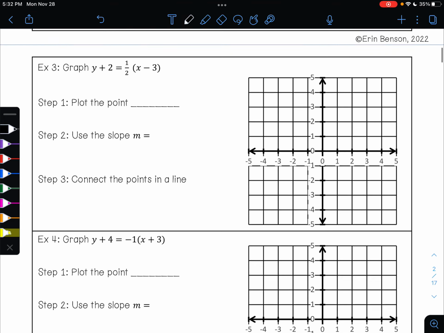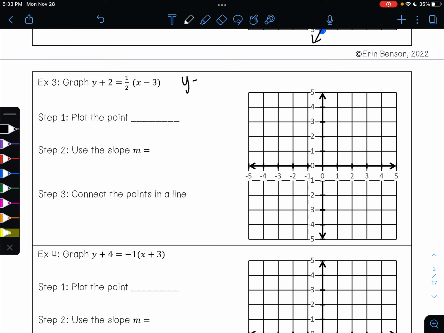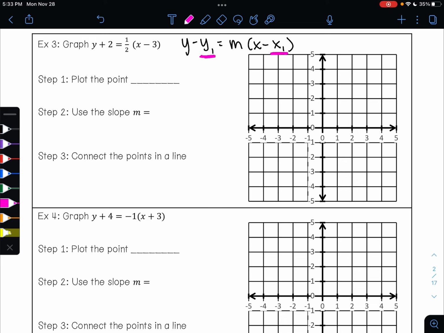Let's do the same thing on example 3. On example 3, remember that this is in point-slope form, which is y minus y1 equals m times x minus x1. My point is x comma y. This always goes first, this always goes second, because your point is always x comma y. So for x, you gotta change the sign, it's a -3, so it's gonna be a +3. Change the sign of y, that's a +2, so it's gonna become a -2. So I'm gonna plot the point 3, -2.